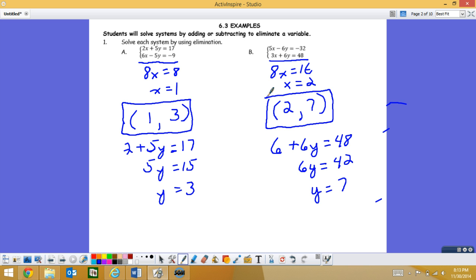Now, starting with C, we're going to talk about what we can do when a variable doesn't eliminate just by adding the equations together, and what we can do then to force a variable to eliminate. So we're going to start ramping up the complexity of these problems a little bit.